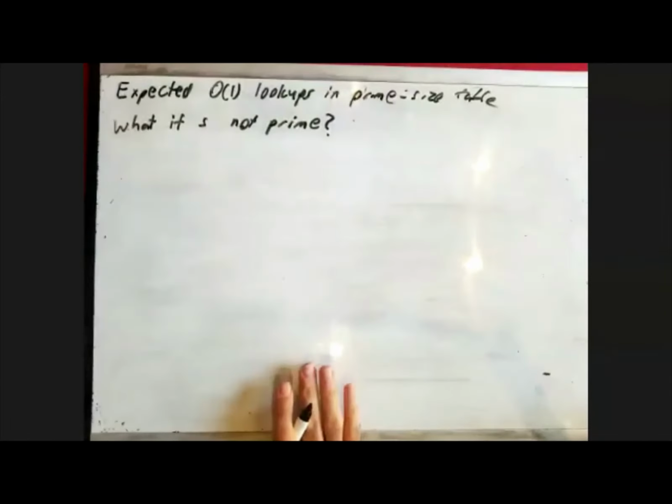But what if the size S of our table is not prime? Move the board down a little bit. I can't see it. Sorry, thank you.